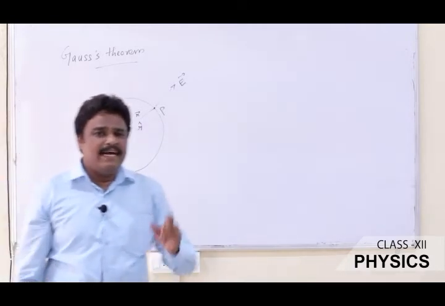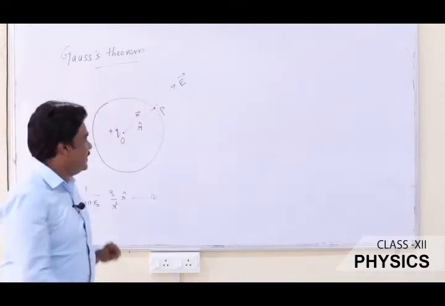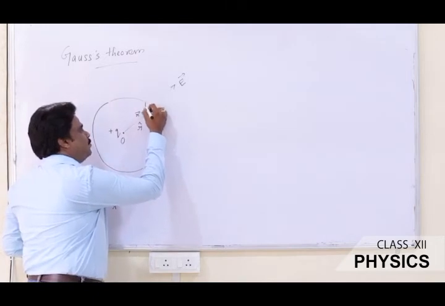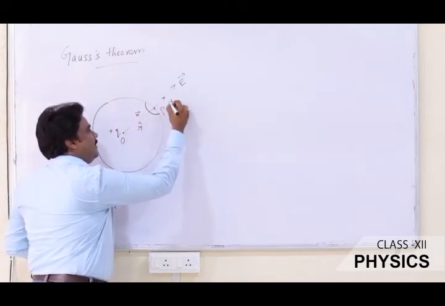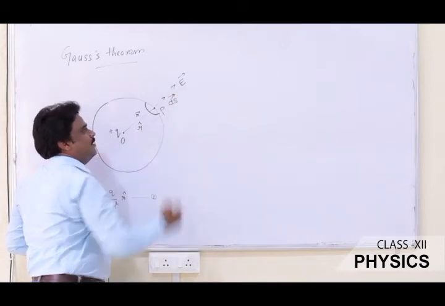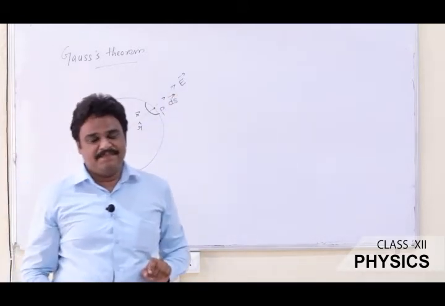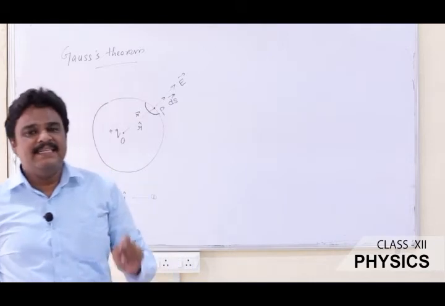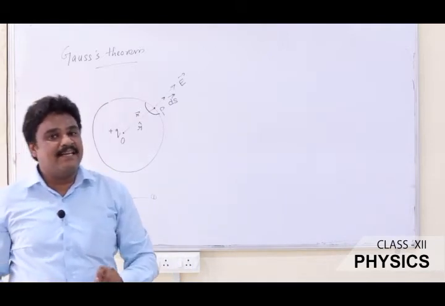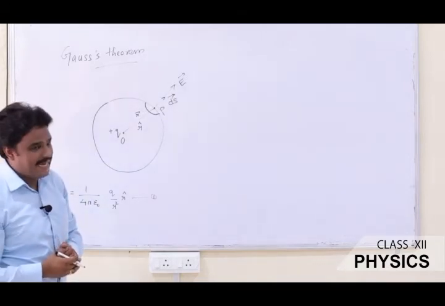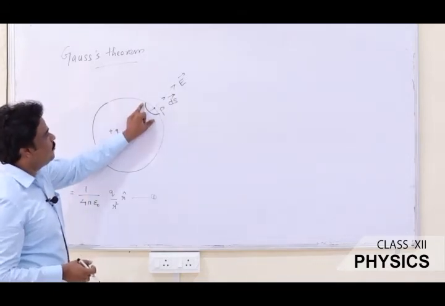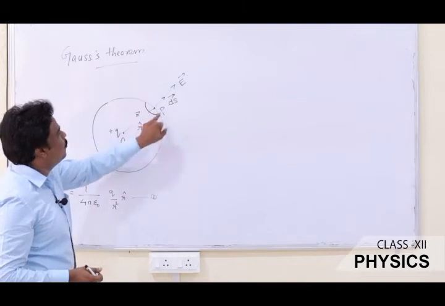So once again I am going to assume a very small area element around P. Let that area element vector ds vector also act along E vector. Now this means E vector and ds vector are parallel. Now, what is the expression for small flux linked with the small area?